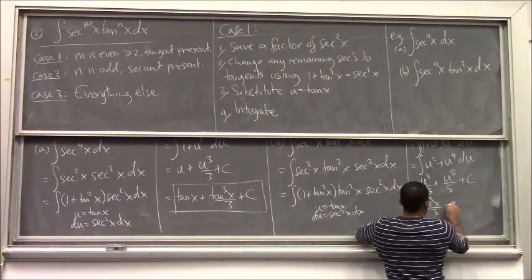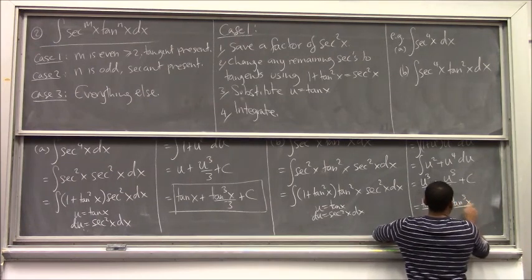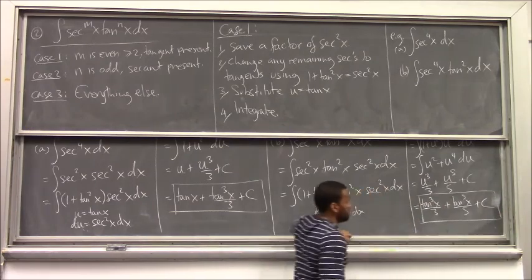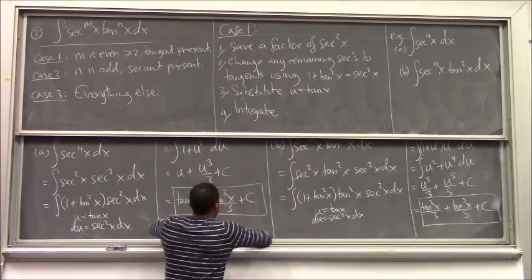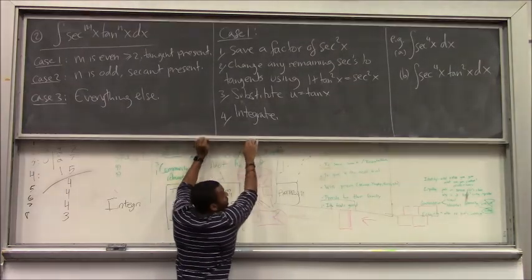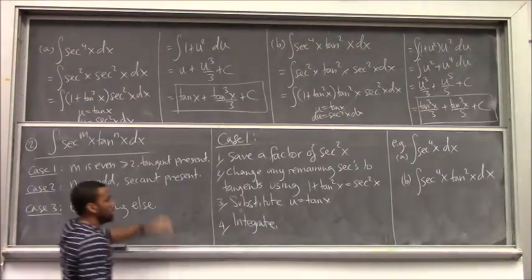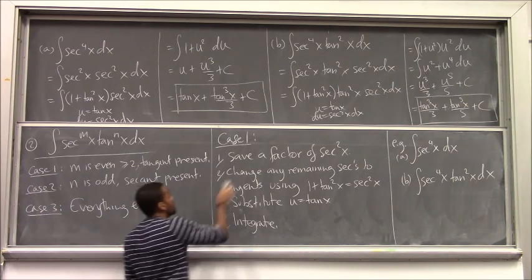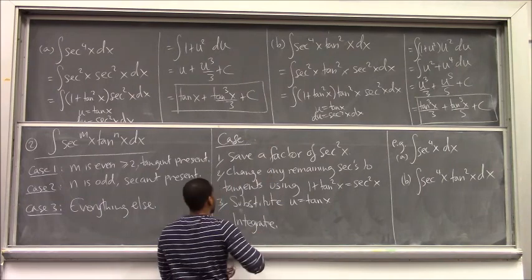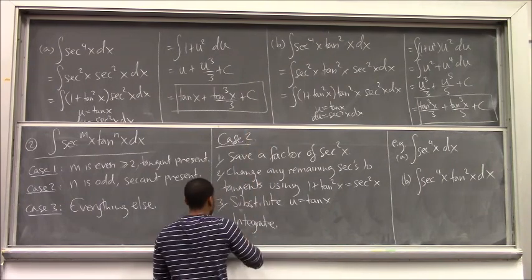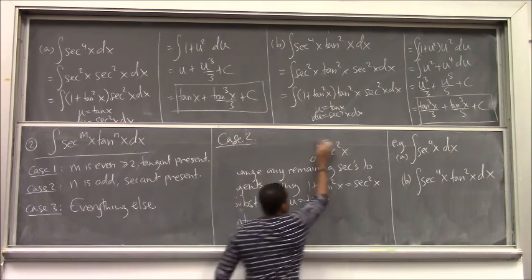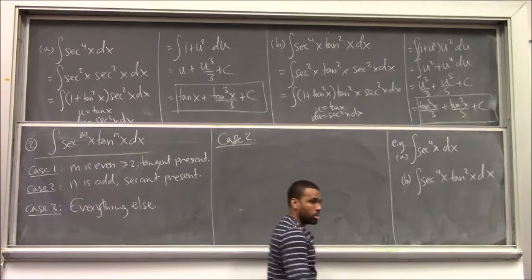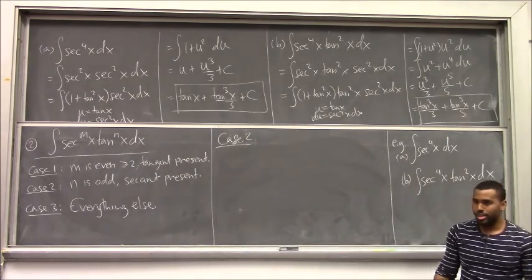And tangent of 3x over 3 plus tangent of 5x over 5x. Give you these two. You guys can kind of finish copying.